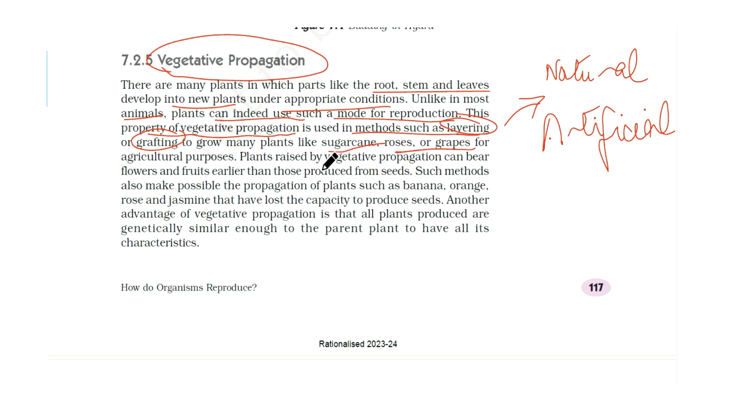Plants raised by vegetative propagation can bear fruits and flowers earlier than those raised from seeds. Such methods make it possible to propagate plants such as banana, orange, rose, and jasmine that have lost the capacity to produce seeds, right? Another advantage of vegetative propagation is that all plants produced are genetically similar to the parent plant and have all its characteristics. So whatever plant is formed, they are all genetically similar to the parent plant.